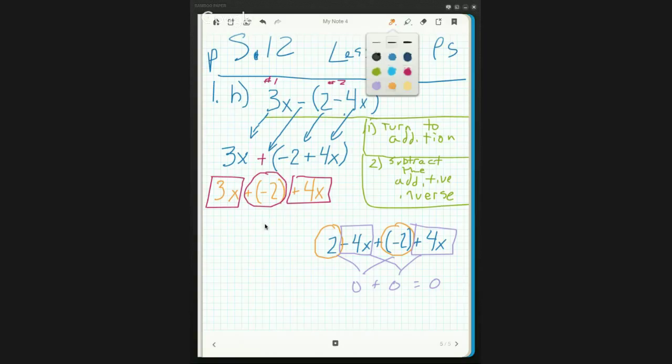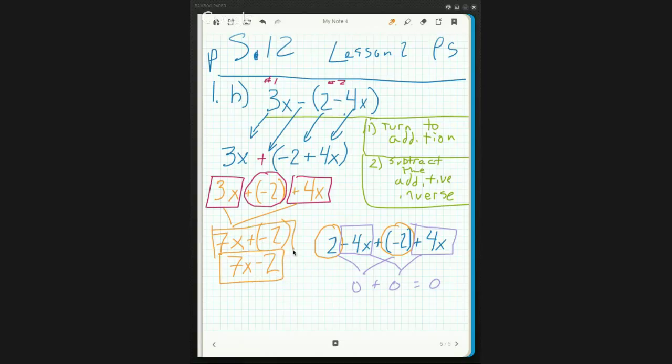So 3x and 4x is 7x. And then a negative 2 is just a plus a negative 2, which you could also write as 7x minus 2. Like that, 7x minus 2. So either one of these answers is acceptable.